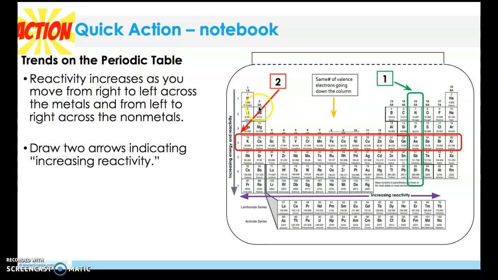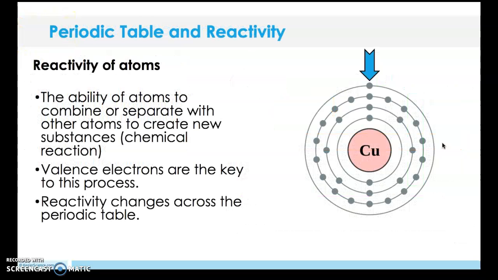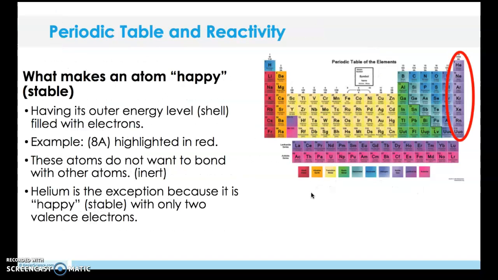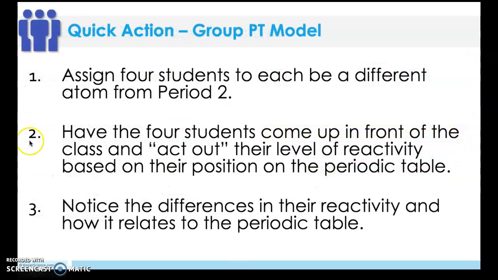That means group 2 is semi-reactive. These are less so reactive. So the closer I get there, I'm becoming more reactive, and the closer I get over here to my halogens, the more reactive I become. The ability of atoms to combine or separate with other atoms to create new substances, that's how our chemical reactions form. Valence electrons are key to this process. Reactivity changes across the periodic table, and we'll discuss valence electrons in another video lecture.